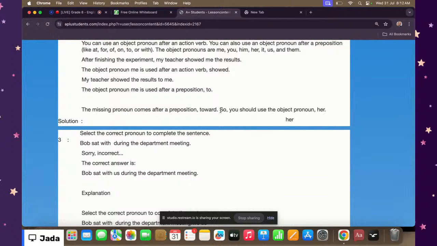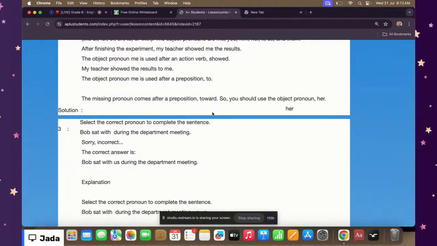So you should also know your prepositions so that sometimes you can determine where the right answer should be. So sometimes you can see that, oh, it was a preposition like towards. So you have to know your prepositions as well so that you can figure out whether it's the object pronoun that will be there or the subject pronoun.